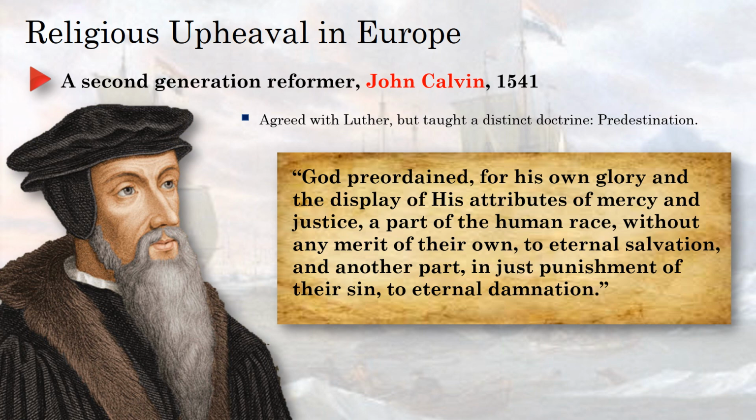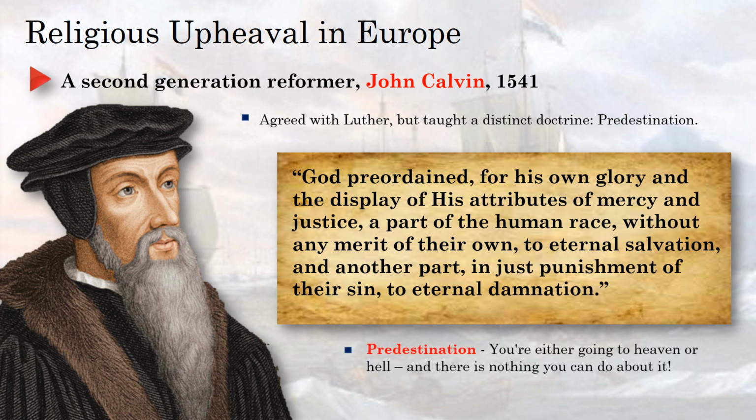He says, "God preordained for his own glory and the display of his attributes of mercy and justice, a part of the human race, without any merit of their own, to eternal salvation, and another part, in just punishment of their sin, to eternal damnation." And that's the best summation that I can find to give you John Calvin's idea of predestination.